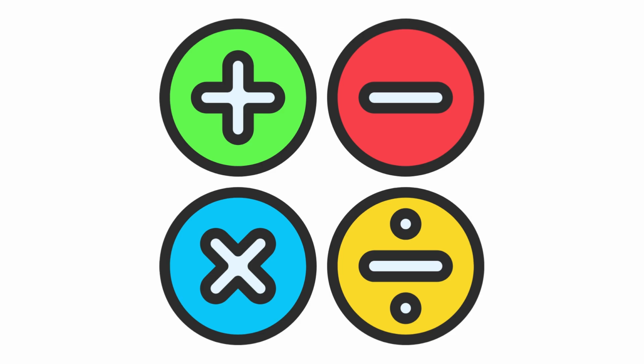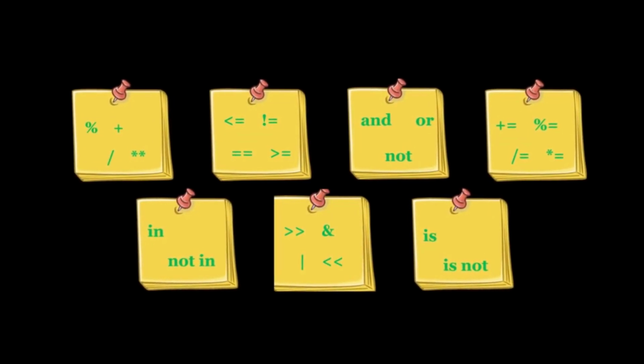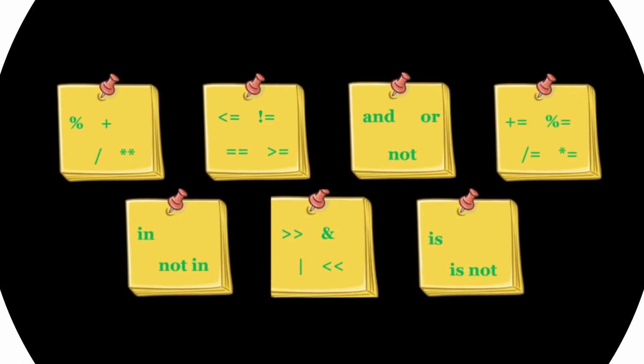Have you ever wondered how Python actually performs math operations, checks conditions, or even decides what's true or false? The secret lies in something called operators.